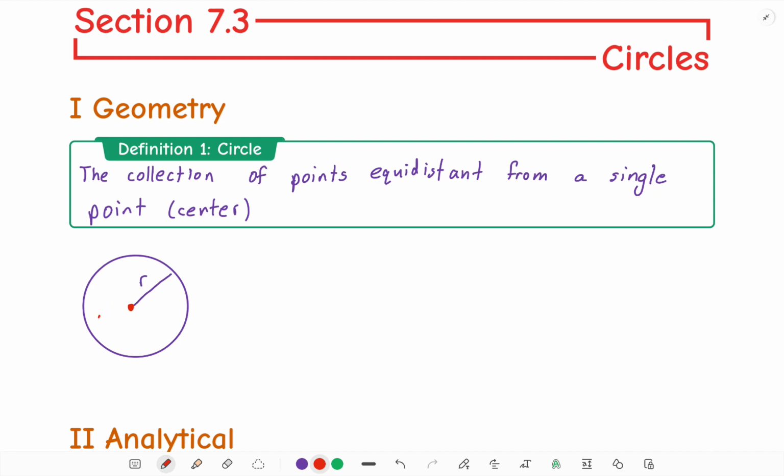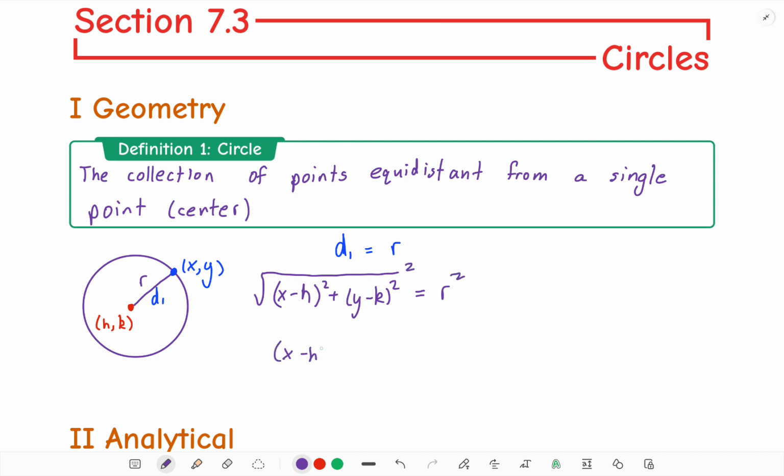Just like with a parabola, the center I'll label h, k, and then some random point on the outside of the circle I'll label x, y. And what the geometric definition says is that this distance, which I'll label d1, is equal to r. Well, d1 is just the distance between 2 points, so that's the square root of (x minus h) squared plus (y minus k) squared. That equals r. And to simplify, we square both sides of the equation so that there is no square root.